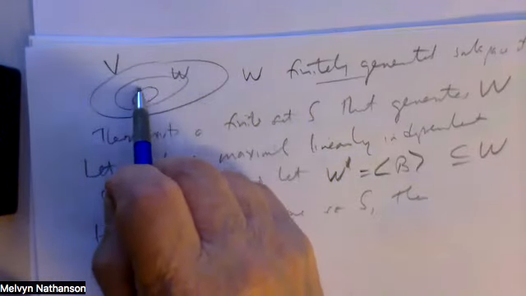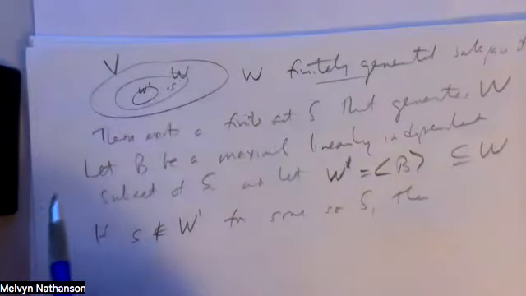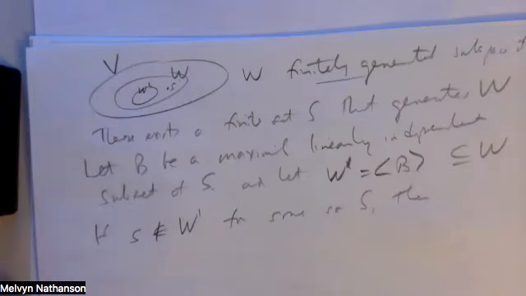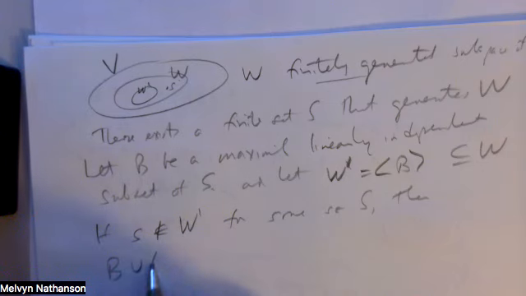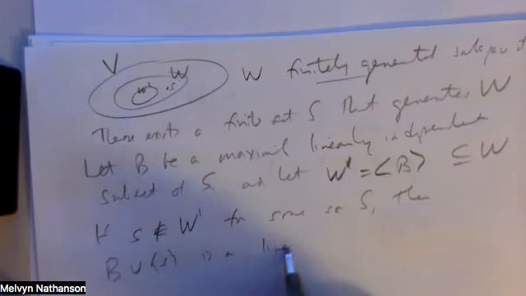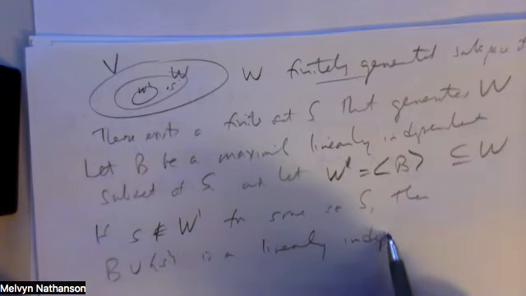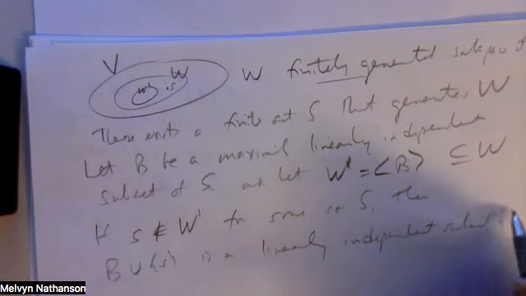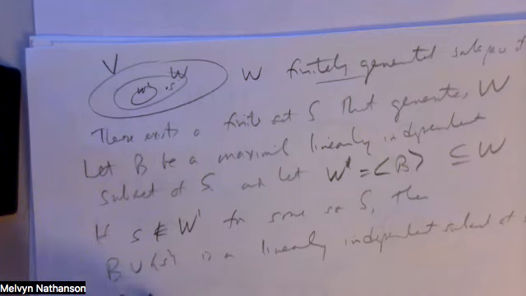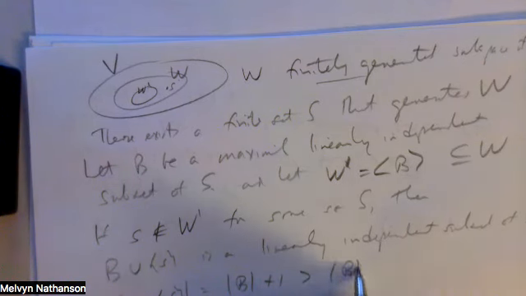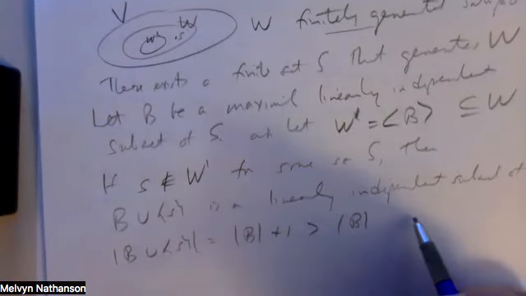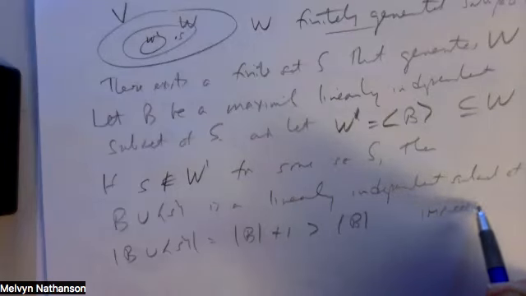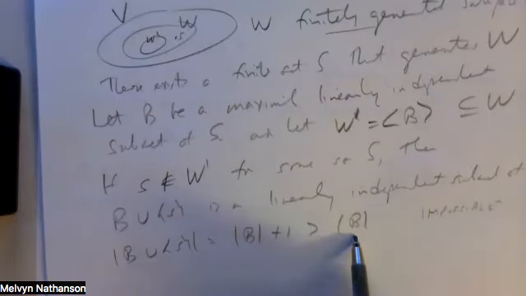Here's W prime, and we have a vector s. It's not in W prime. But then B union s is a linearly independent set of vectors, and it's a subset of S. And the cardinality of B union s is the cardinality of B plus 1, which is bigger than the cardinality of B. And that's impossible, because B was the largest linearly independent subset of S.